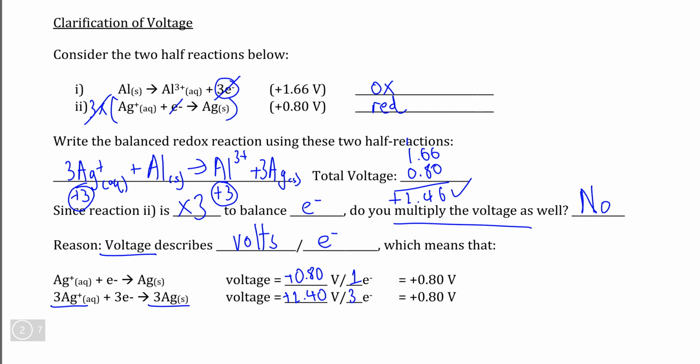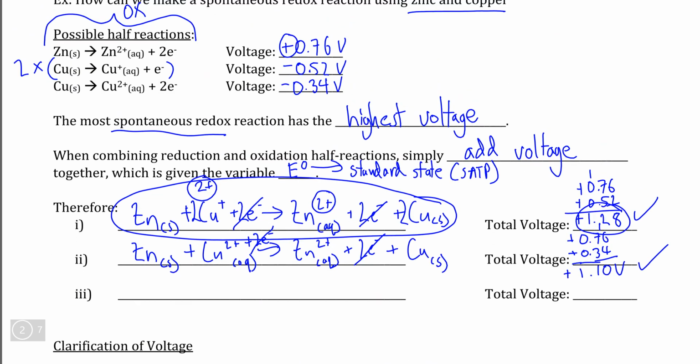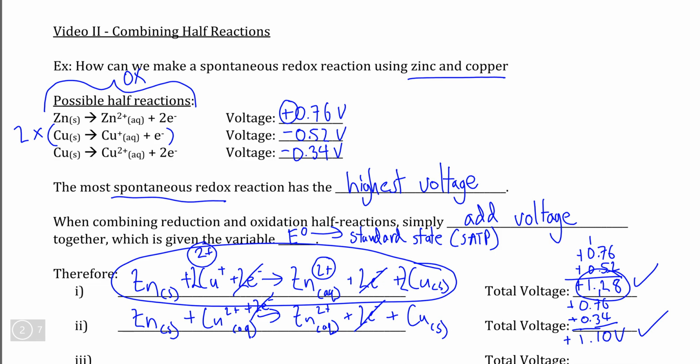However, because you're also multiplying the number of electrons by 3 as well, because that's why we multiply here, when you divide this, you end up with the same original voltage. Now, because the units for voltage are listed in volts per electron flow, this is why not only do you not have to multiply the total voltage of one of our half reactions in order to get the total voltage, but doing so would actually give you an incorrect answer. In the next video, we're going to look at more complicated combinations of half reactions and look at the delicate art of redox reaction balancing.